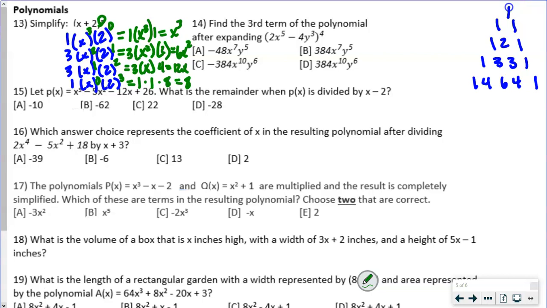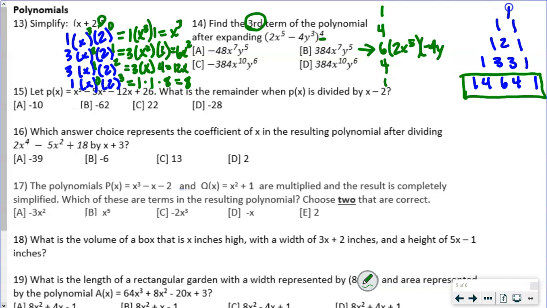Number 14 says find the third term of the polynomial. Third term, y'all got to read. After expanding, and this is to the 4th power. Y'all see that? So we're going to use our 4th row right here. So we got 1, 4, 6, 4, 1. Okay? So it says the third term. So this is our third term, right? 1, 2, 3. So we're going to go 2x to the 5th and then negative 4y to the third.